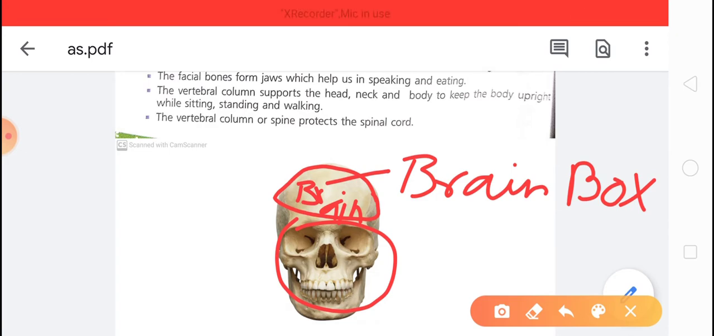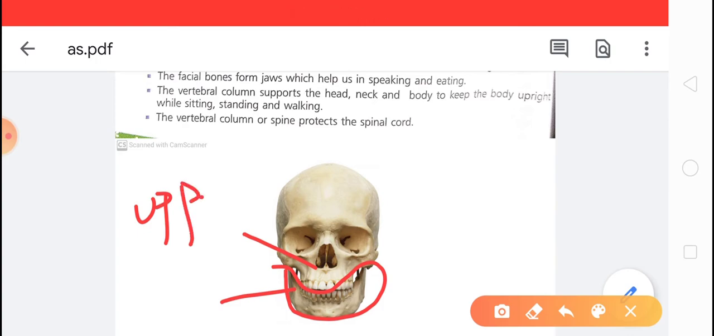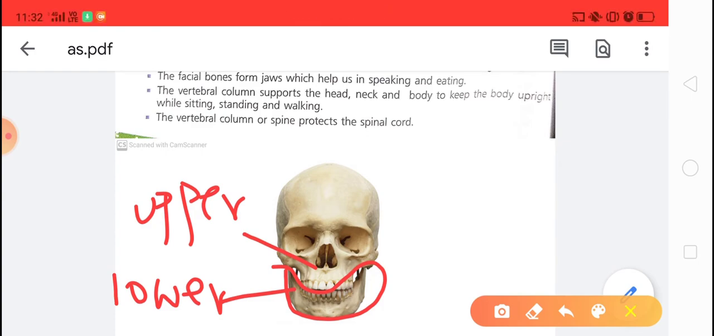Facial bones form the jaws of our body, which help us in speaking and eating. There are two jaws, the upper jaw and the lower jaw. This is the upper jaw and this is the lower jaw, and the upper and lower jaw help us in speaking and eating.